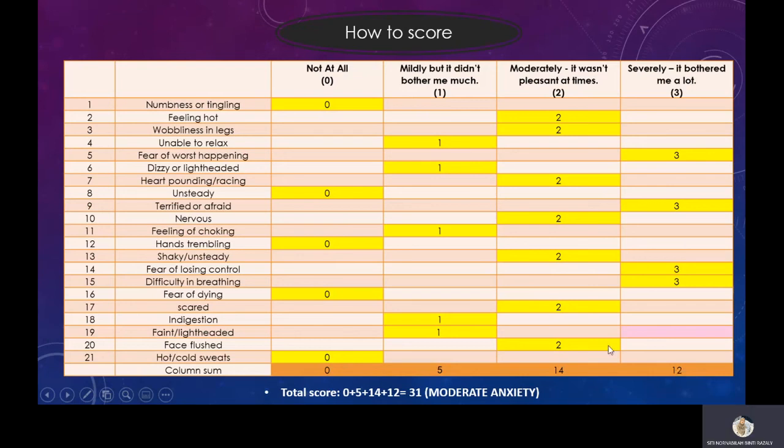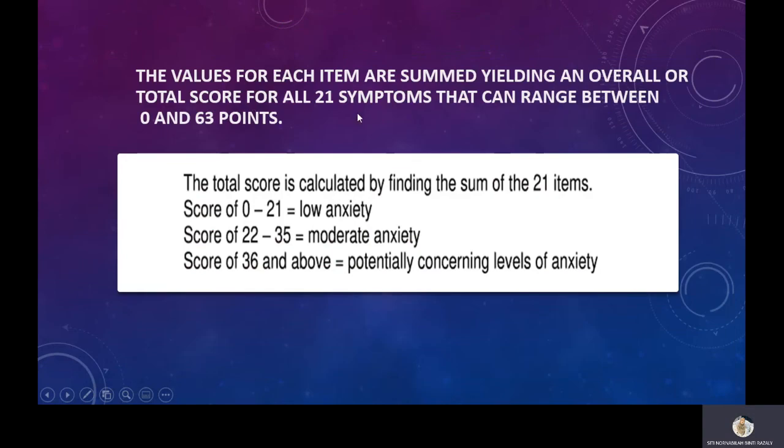So, the last step, you need to sum up the total result for each column, which is 0 plus 5 plus 14 plus 12, and you get the result 31, which is moderate anxiety. The values for each item are summed, yielding an overall total score for all 21 symptoms that can range between 0 and 63 points. The total score is calculated by the sum of the 21 items.